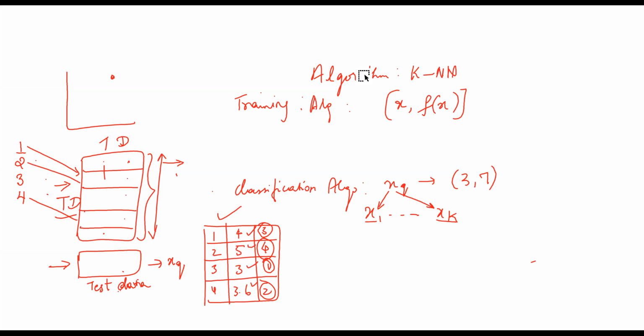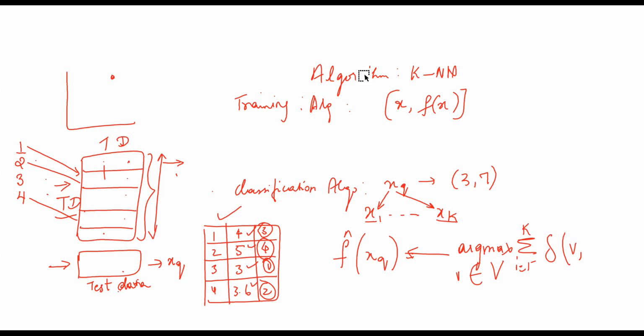Once I finish that, I have to give a rank to it, or identify how well it is going to get classified, right? In order to do so, I will say f cap of xq is equal to the argmax over v belonging to capital V, the version space, of the summation of i equal to 1 to k of delta of v comma f of xi.